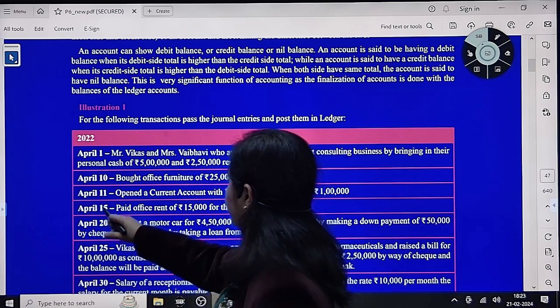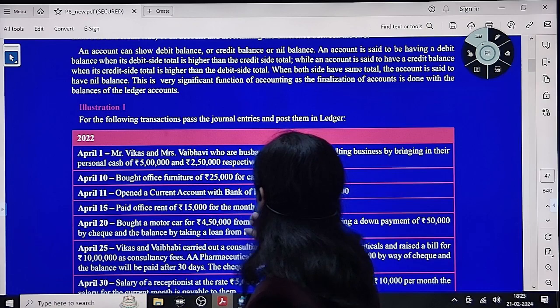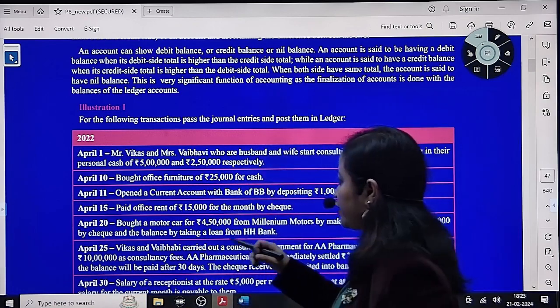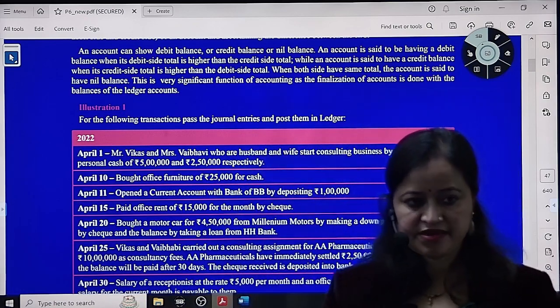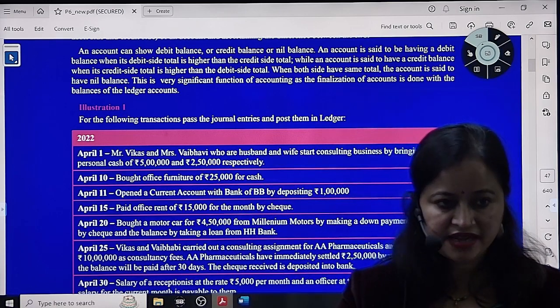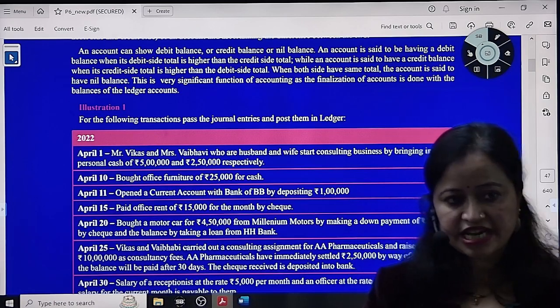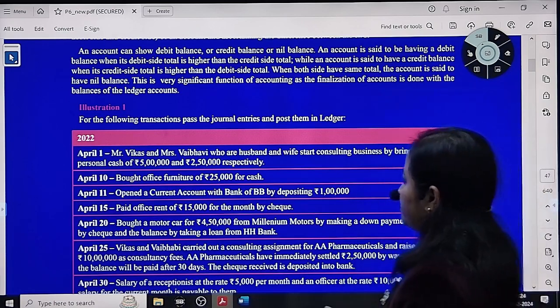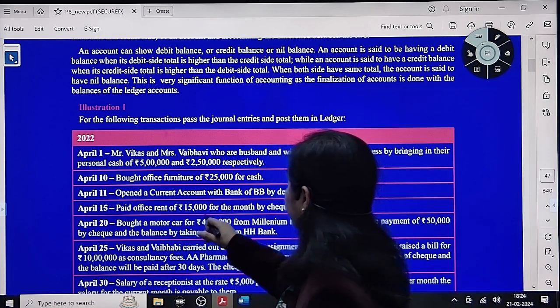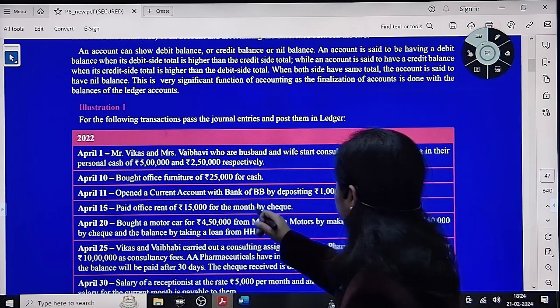Now April 15, paid office rent of rupees 15,000 for the month by check. So office rent is paid by check, which means the money will be going from the bank. The name of the expense is rent. So it will be office rent account debit 15,000 to bank account, because here check is mentioned.